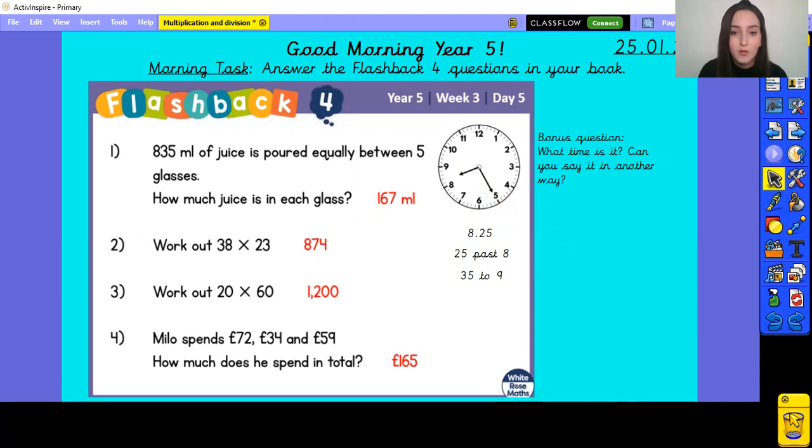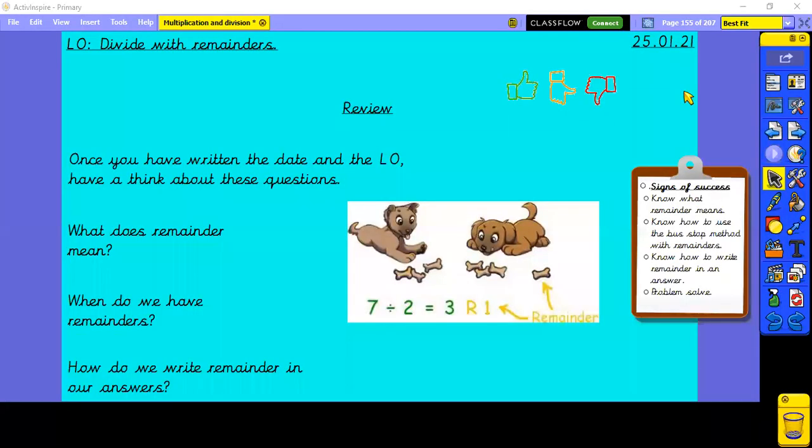So quickly pause the video and mark these answers in a purple pen or a different coloured pen, doing a tick or a dot for ones you got correct or incorrect. Pause the video to do that now. Okay, so you've had a few lessons on division now, but today we're going to be dividing with remainders. So pause the video, write the date and the LO. The date is the 25th of the 1st, 21, and the LO is divide with remainders. So pause the video to do that now.